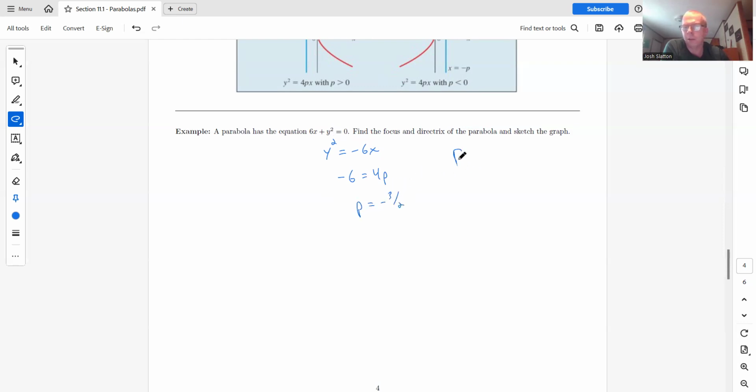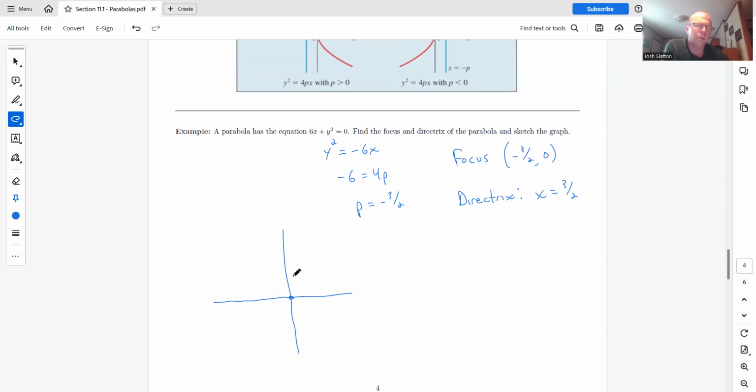So that tells us that the focus is negative 3 halves, comma 0, and then the directrix is x equals, and then we change the sign, 3 halves. And then we can sketch the graph, and we're going to sketch the graph the same way. I just put the vertex at the origin.